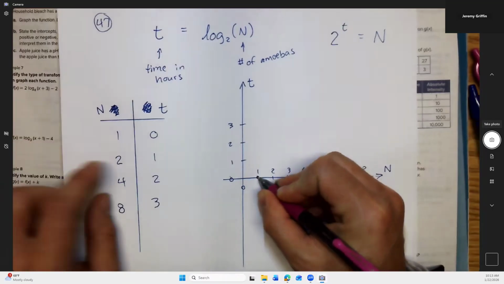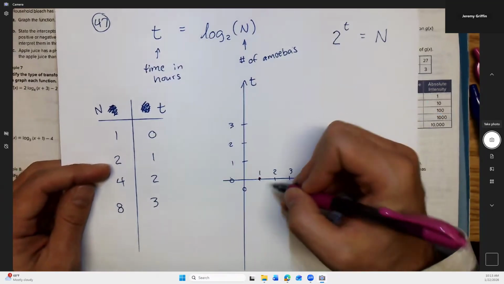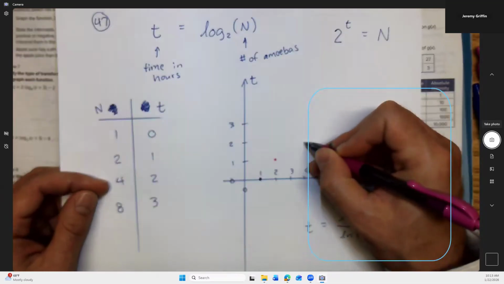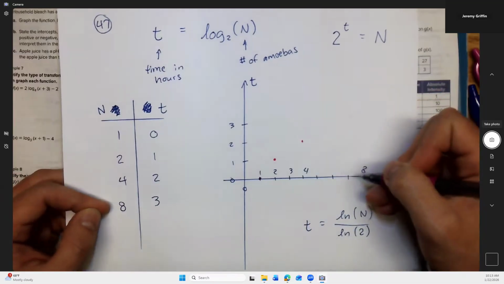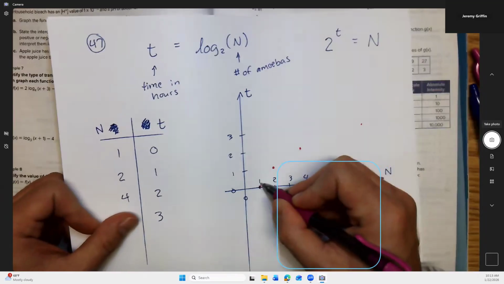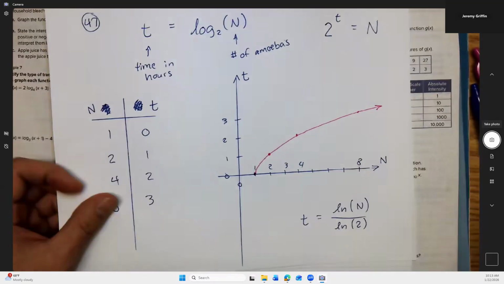So if there's 1 amoeba, that means it's just been put in there. When you see 2 amoebas, that means that 1 hour has passed. When you see 4 amoebas, that means 2 hours have passed. When you see 8 amoebas, that means 3 hours have passed. Right there. See, it's going to be a logarithm.